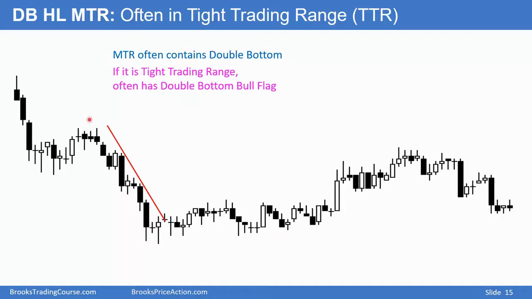Whenever you see a tight trading range breaking a bear trend line, look for a double bottom. Double bottom, buy the reversal up. Probability, only 40% chance you'll get a swing up, but the risk is small. You're buying above here, stop below here.